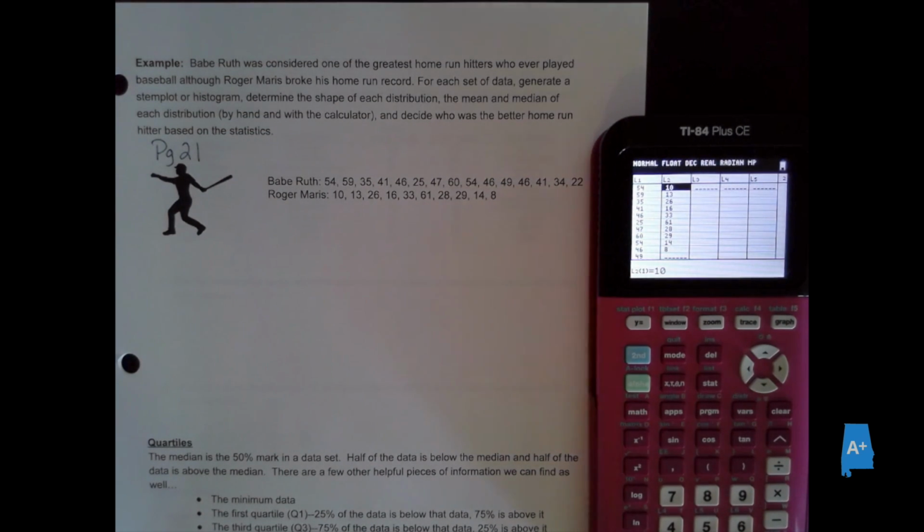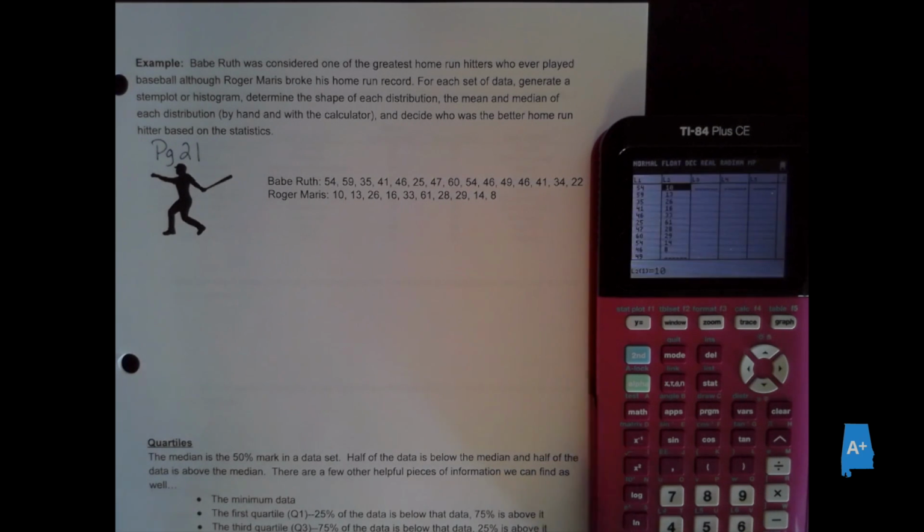I think you can do it by hand. I have confidence that you can do that, but we're just going to use the calculator. And decide who was the better home run hitter based on the statistics. Okay? All right. So this is what I'd like for you to do.